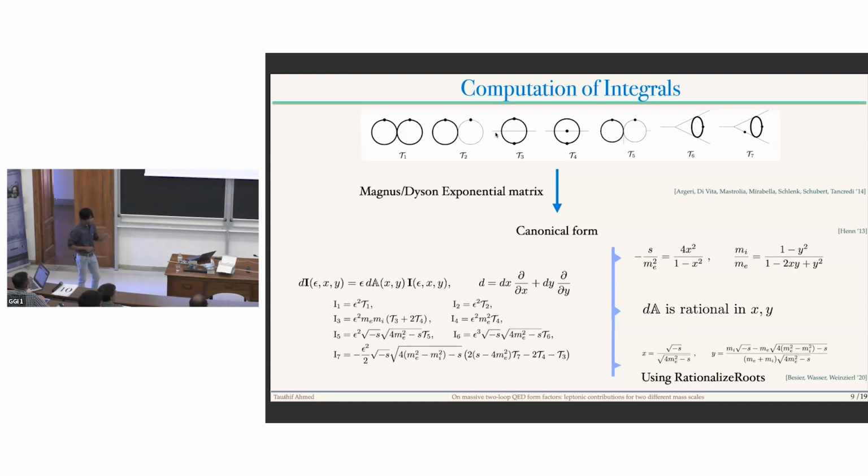And we encounter basically 3 square roots that we managed to rationalize with the help of rationalized roots, where we have basically moved from our original set of variables to x and y. And what we have actually seen is that if you transform this variable using these 2 relations, then the canonical form of this integral takes this particular form, where this epsilon is factored out.